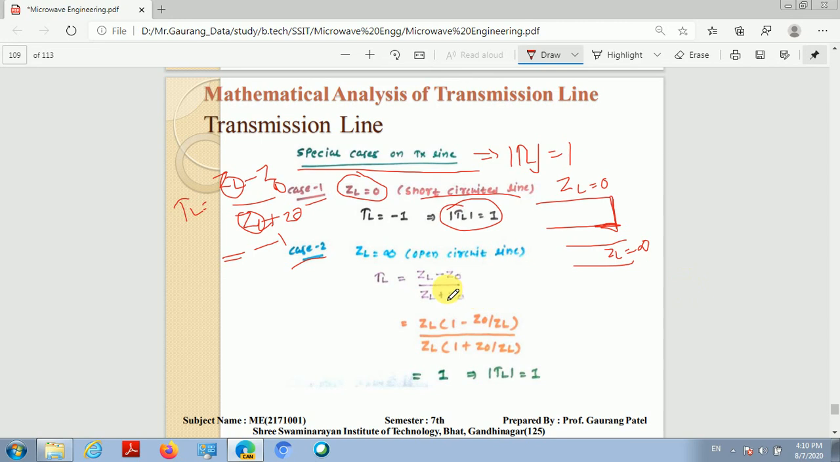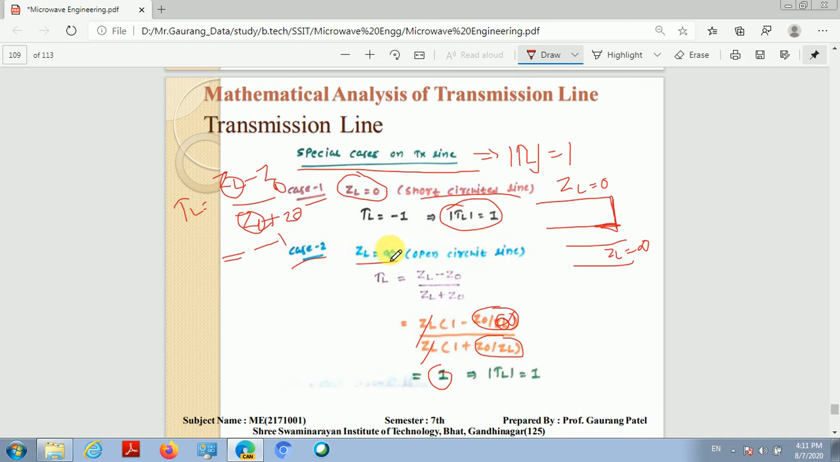So how did it come? Basically take ZL common from this expression, numerator as well as denominator. Take ZL common from the numerator, so it is ZL times (1 minus Z0 divided by ZL). Similarly take ZL common from the denominator, 1 plus Z0 divided by ZL. So ZL gets cancelled. Okay, and here ZL is equal to infinity, so put ZL equal to infinity. Then this quantity will become 0. Similarly, this quantity will also become 0 because something divided by infinity is 0. So what is left with us? 1 divided by 1, that is 1.